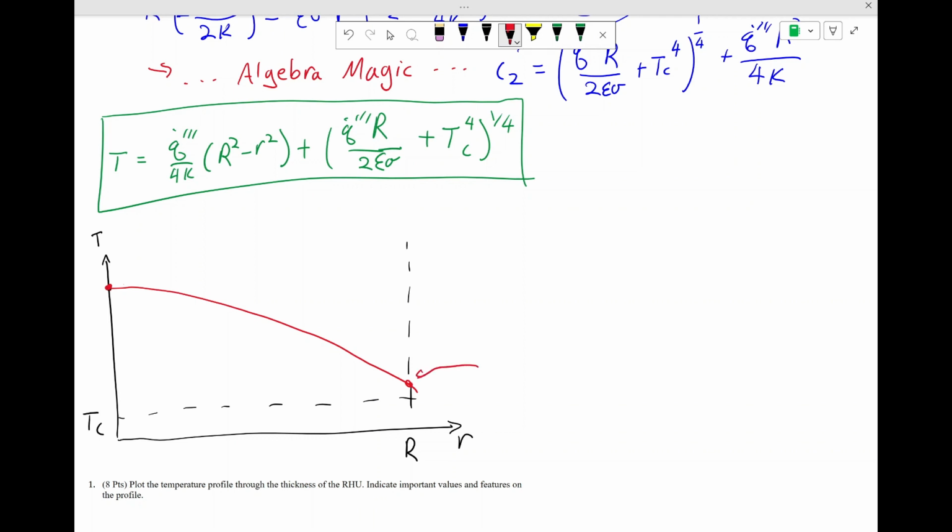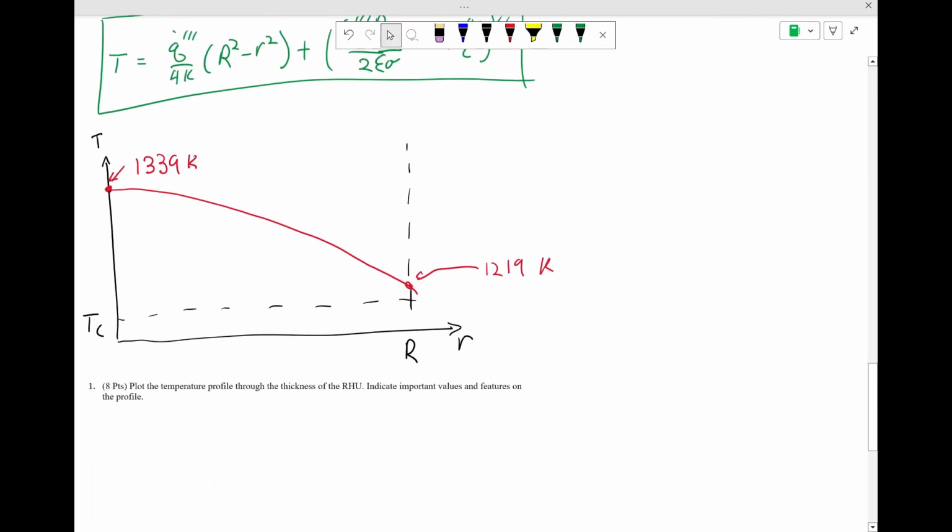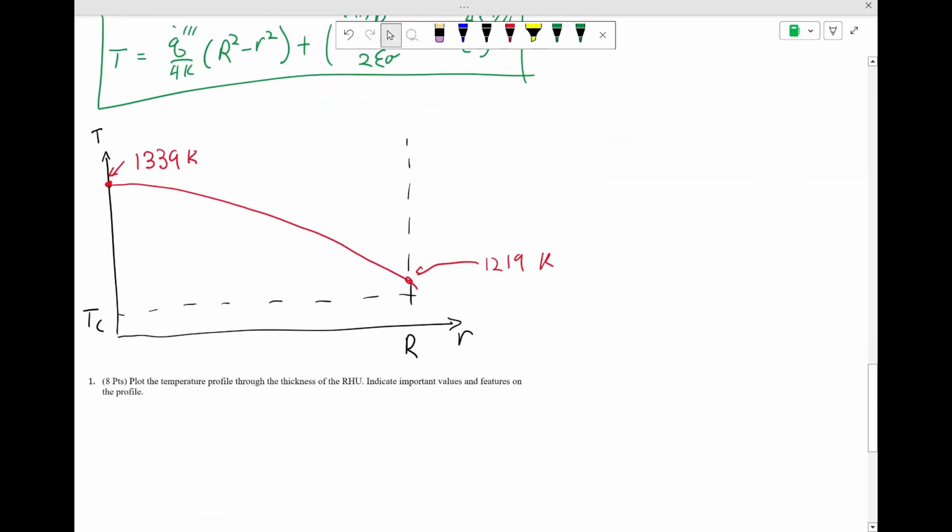So we can plug that in here. So at this particular point at the outer radius, we'll have 1219 Kelvin. And then at the center, we're going to have the highest temperature, which is 1339 Kelvin. Okay, so, well, we actually kind of did the following step here. So we generated this plot.